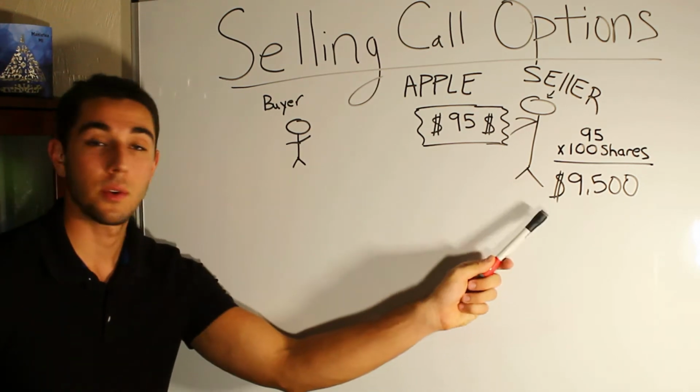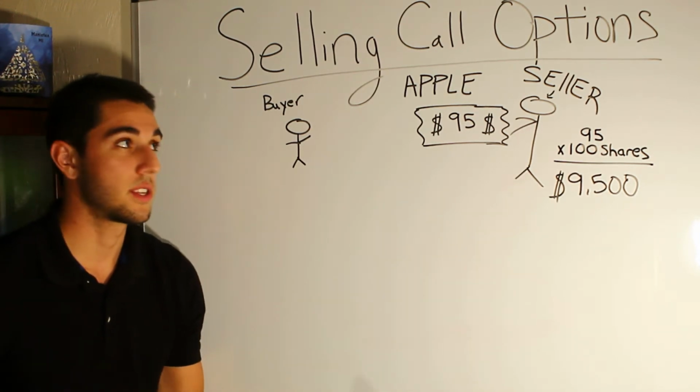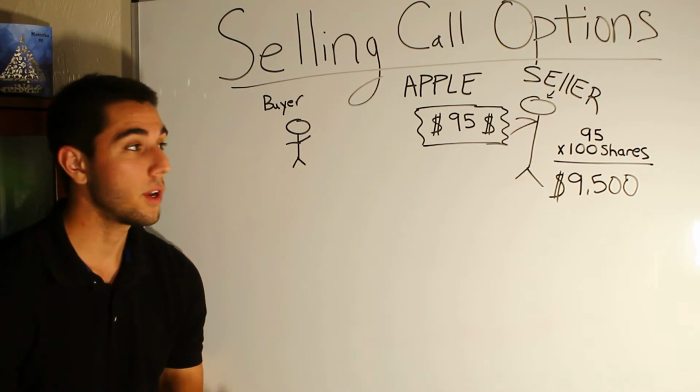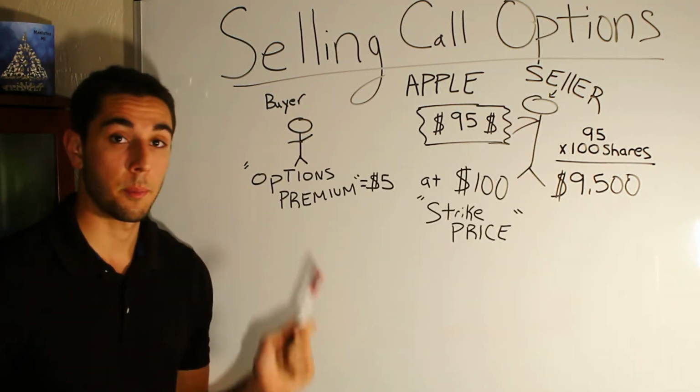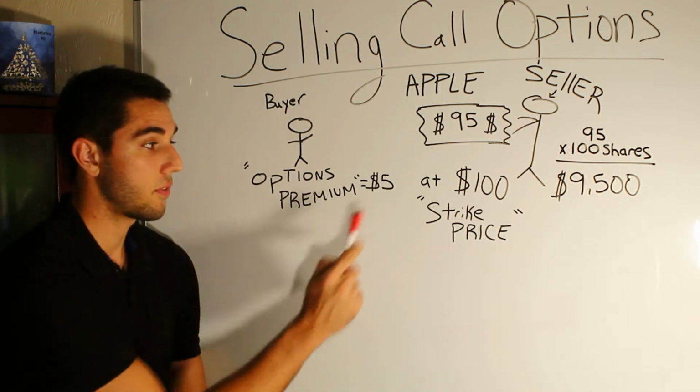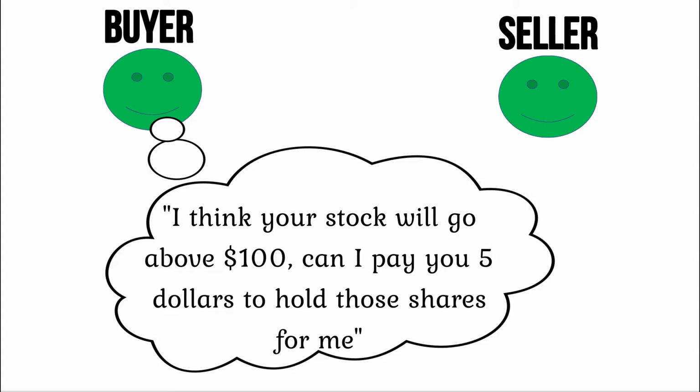Now let's say the guy that owns this amount of shares of Apple wants to sell a call option. What is he going to do? In order to sell a call option, there needs to be an options premium price. So let's say for this case it's $5. What this means is that the buyer is going to ask the seller, hey, I think your stock will go above $100. Can I pay you $5 to hold those shares for me?